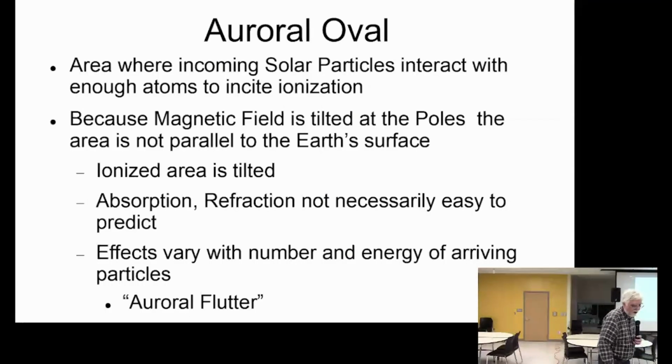But there are some things that are different. The particles are coming down. They are ionizing a column of the ionosphere, not a shell like the rest of the ionosphere. That means that your active area is tilted with respect to the surface of the Earth, which means that your refraction and absorption are different.